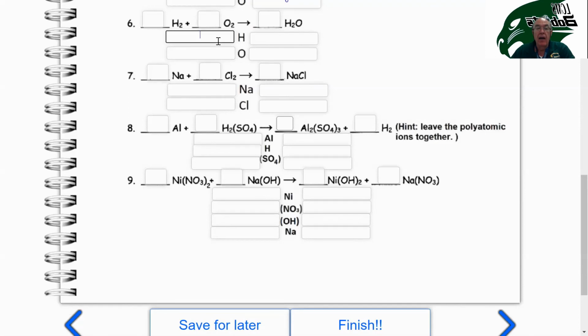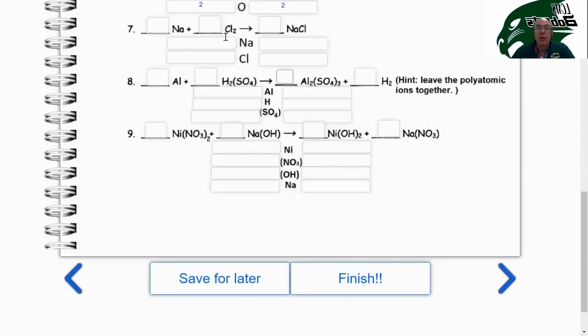Okay, here I have 2 hydrogens, 2 oxygens, 2 hydrogens, and 1 oxygen. So I need more oxygen over here. The only way I can increase this is to make more water molecules. I'm going to put a 2 in front of the water. When I do that, that means I have 4 hydrogens and 2 oxygens. Okay, the oxygen is balanced, but I only have half as much hydrogen on the reactant side. I'm going to put a 2 here. 2 times 2 is 4, and now we're balanced. Okay, I'm going to put a 1 coefficient there.